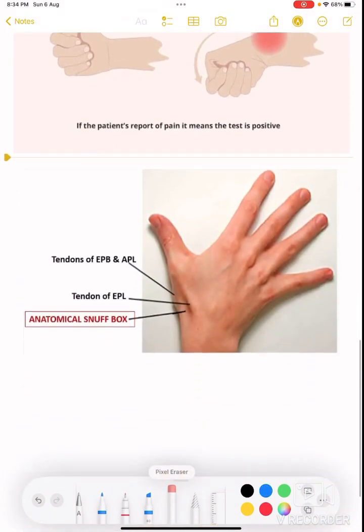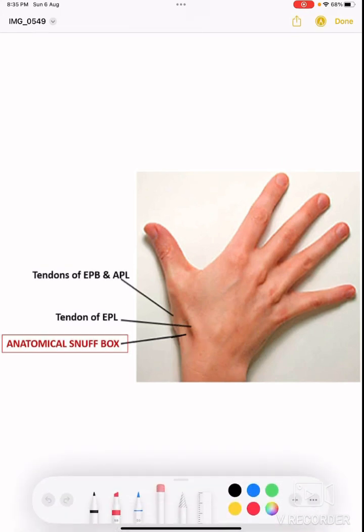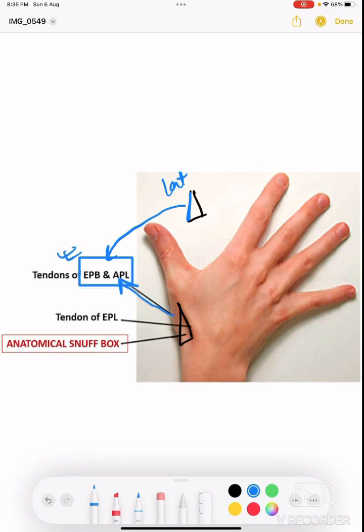Now let us know a few things about the anatomy. I'm going to discuss a few more things, although I have completed the part that is important and asked. See, this is the anatomical snuffbox, where people used to keep tobacco and smoke. This particular part is the lateral boundary, and it is formed by EPB and APL. We studied that if these tendons are affected, it will cause De Quervain Tenosynovitis.